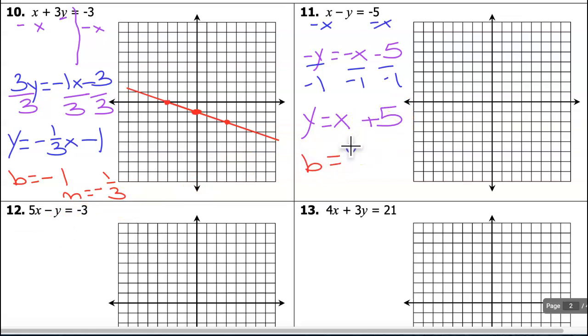We start with our intercept of 5. 1, 2, 3, 4, 5. And then my slope is 1, so from here we just go up 1 over 1. Once you have at least 2 points, you can connect your line through those 2 points.